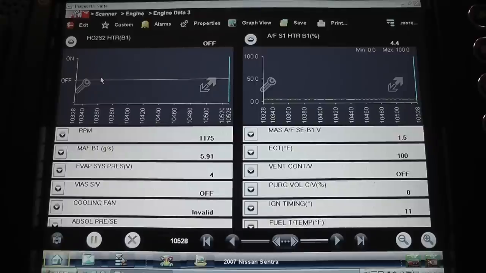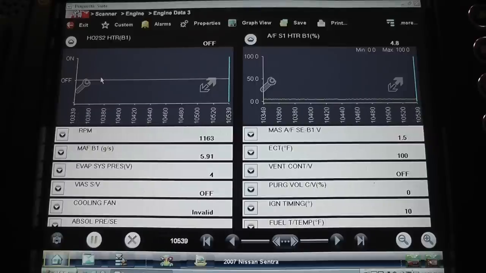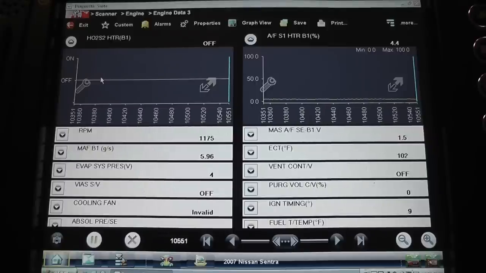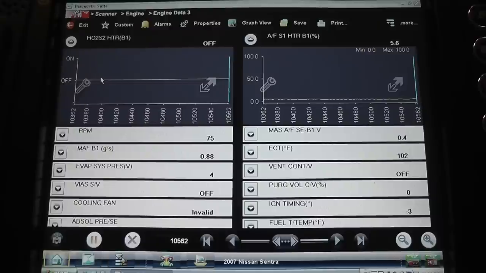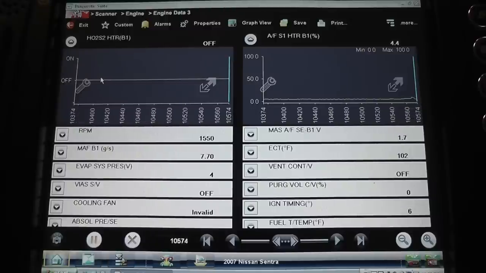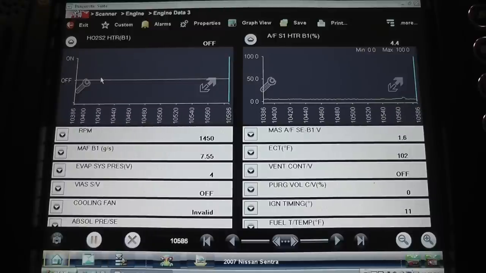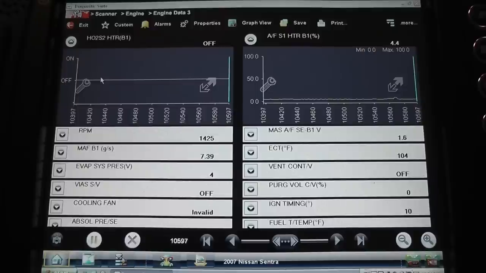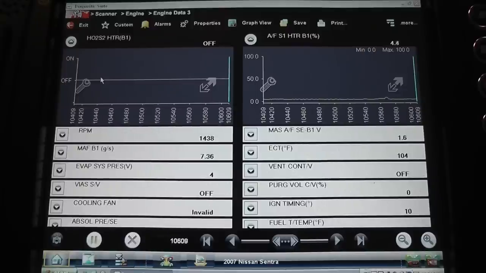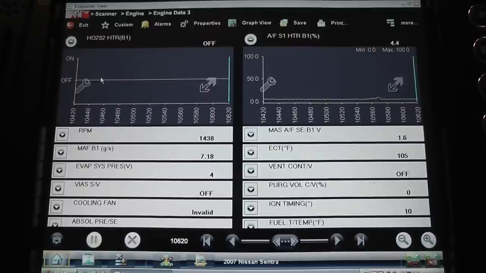It's only 4%. Can you shut that off for me again and then start it back up? I want to see what the initial startup is. Got to turn the key back on. Got a little bit higher there. There is a command there, though. 4%. The computer wants it to be on.